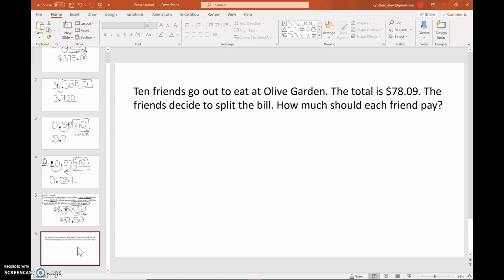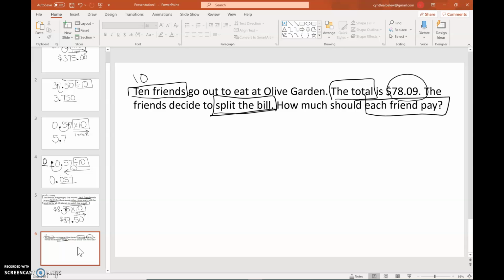Here's our last example. 10 friends go out to eat at Olive Garden. The total is $78.09. The friends decide to split the bill. How much should each friend pay? So I know that 10 friends are going out to eat at Olive Garden. The total is $78.09. I'm going to go ahead and write a 10 over 10 friends. The friends decide to split the bill. How much should each friend pay?